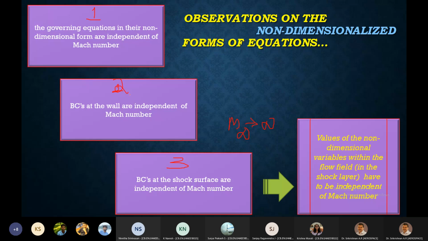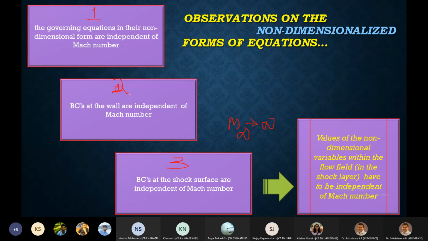So the solutions will also be independent of Mach number. I hope that is clear. That is, the boundary conditions are independent of Mach number. Sorry, the equations are independent of Mach number. Their boundary conditions are independent of Mach number, which means that if we were to solve those equations subject to these boundary conditions, the resulting non-dimensional variables, or the solution, will also be independent of Mach number.